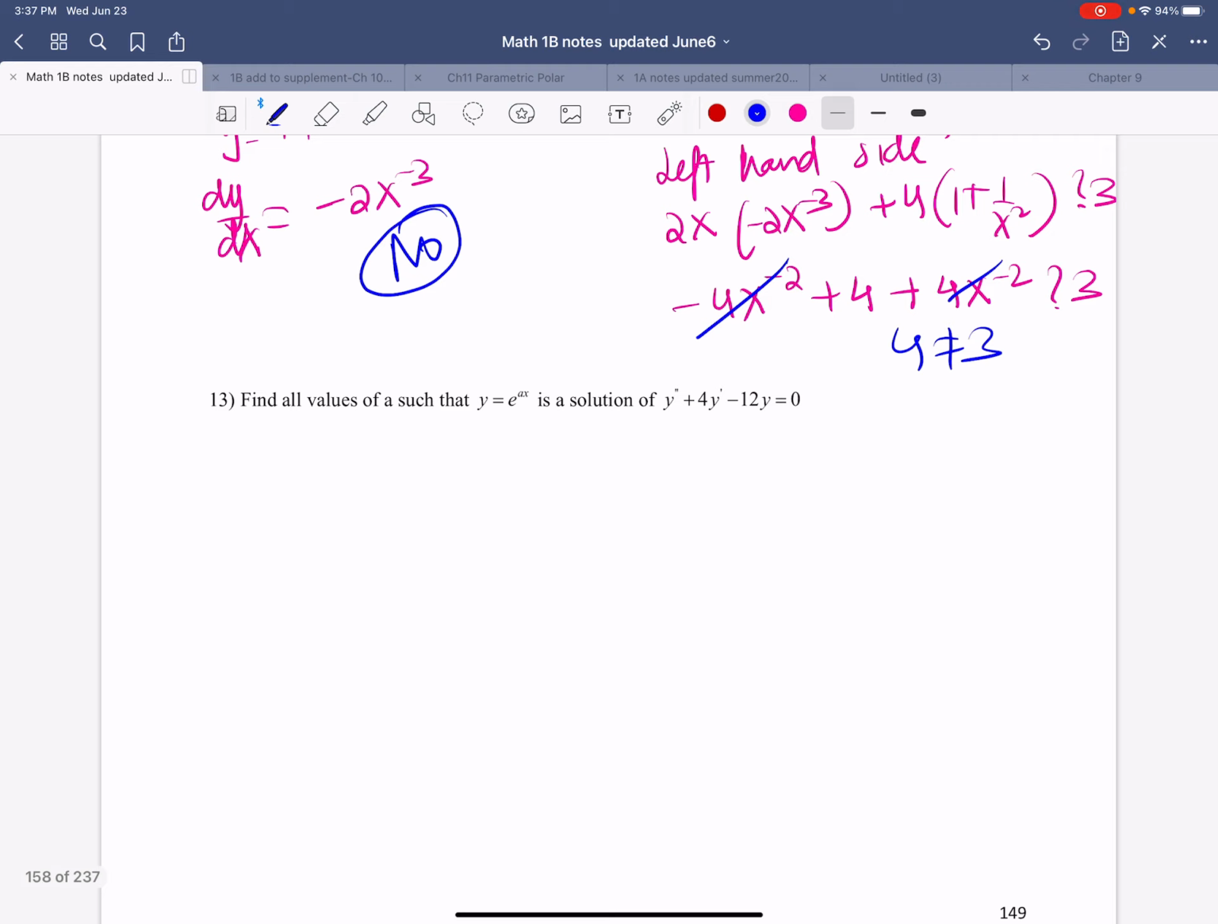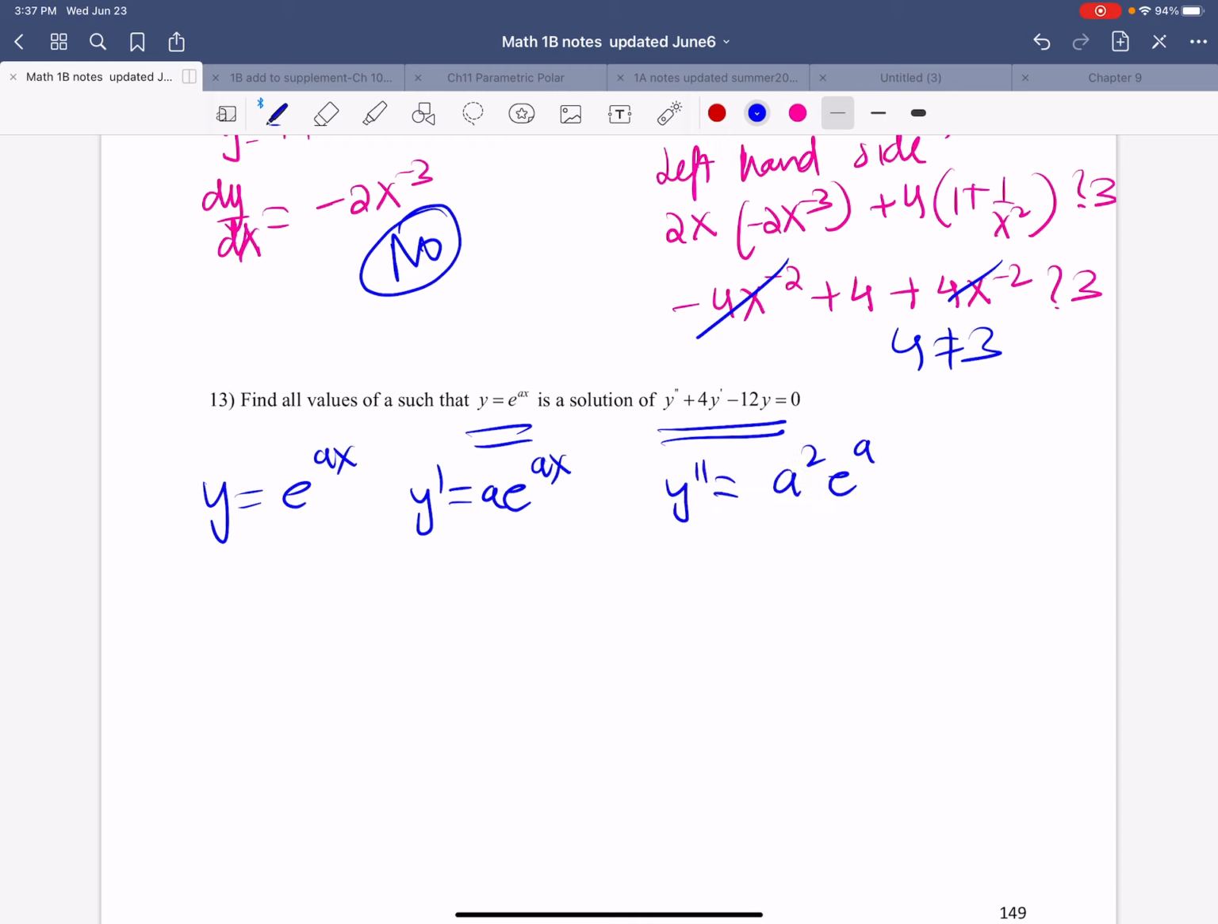Find all values of a such that y is equal to e to the power ax is a solution to this differential equation. Okay, so y is e to the power ax. Y prime would be e to the power ax times a, and y double prime would be a squared e to the power ax. And we want to find the a that will satisfy the given differential equation. So I'm going to replace these values in the differential equation and solve.